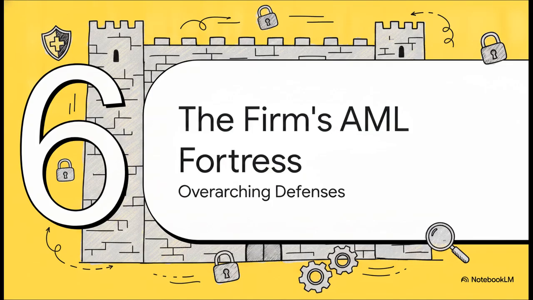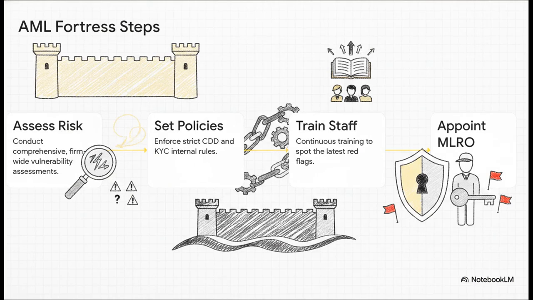Section 6. The firm's AML fortress. We need to zoom out and look at the structural fortress that has to be built around you, the core components of a firm's entire anti-money laundering program. This is the system that blocks dirty money from entering the practice in the first place. It starts with comprehensive, firm-wide risk assessments to identify any vulnerabilities. It requires strict internal policies and procedures to enforce those CDD and KYC rules we just talked about. It demands continuous training so that every single staff member knows the latest red flags.